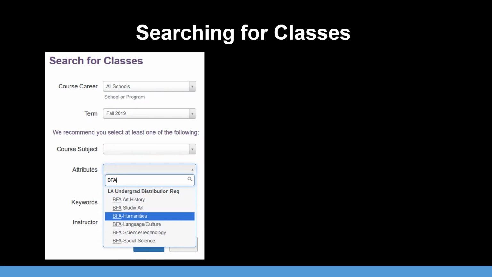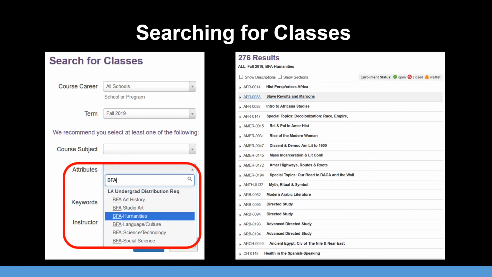To look for classes, visit the Course Search page in SIS. The main page allows you to tailor your search by course subject or by distribution requirement, which we refer to as attributes. Courses that fulfill distribution requirements have the corresponding attributes listed in the course description. However, you can also search for classes that have these attributes. For example, if you are searching for a humanities course, you could select BFA Humanities from the Attributes drop-down menu. On the right-hand side of your screen are the search results for all courses that have the BFA Humanities attribute.